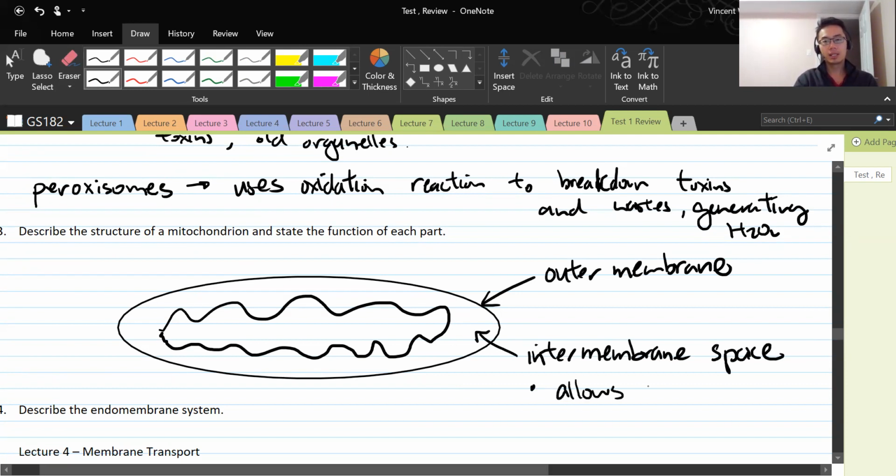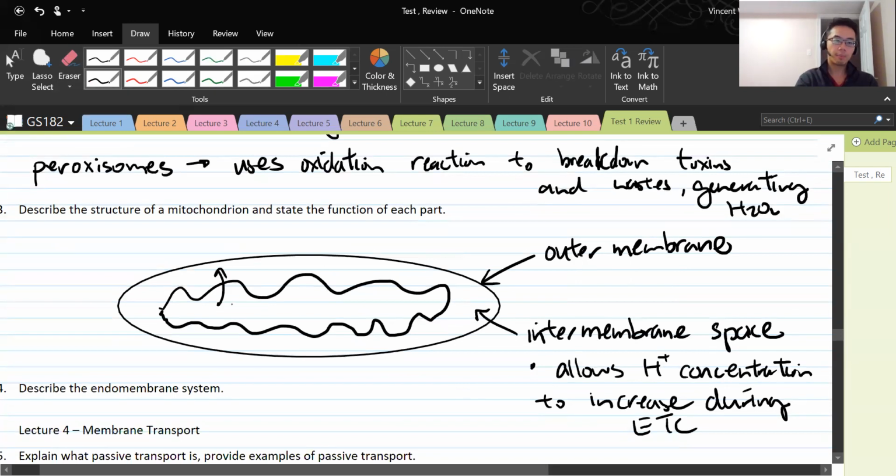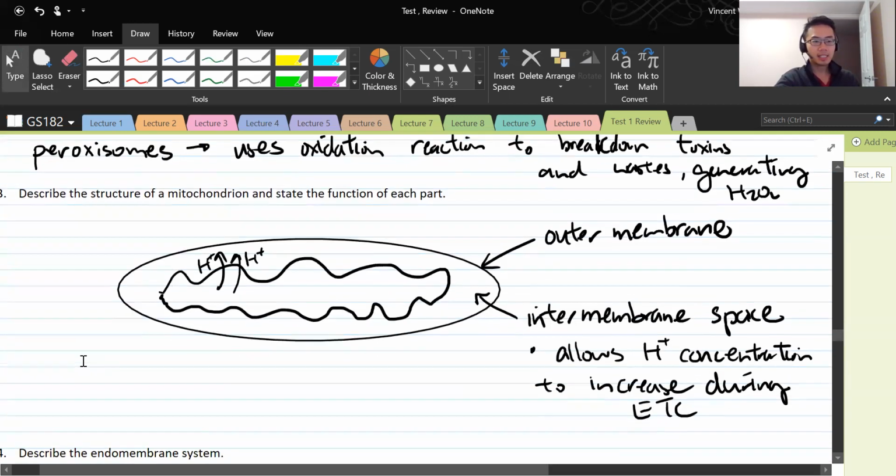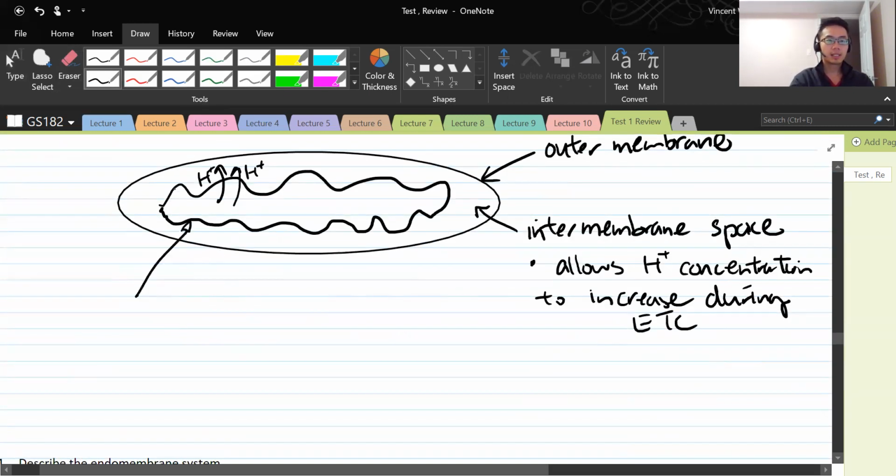It allows H+ concentration to increase during electron transport chain. Remember, all the hydrogen is gonna get pumped, right? That's why you need the outer membrane, I guess, right? So that the hydrogen is not gonna leak out to the cytoplasm, right? Okay. And then here, this is the cristae. Right? It's the foldings of the inner membrane.